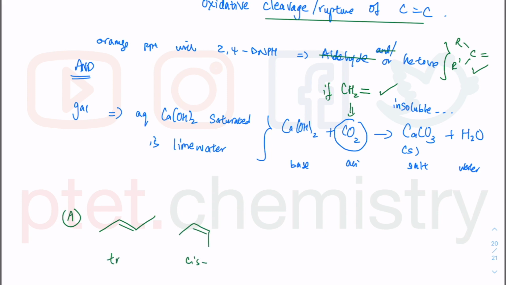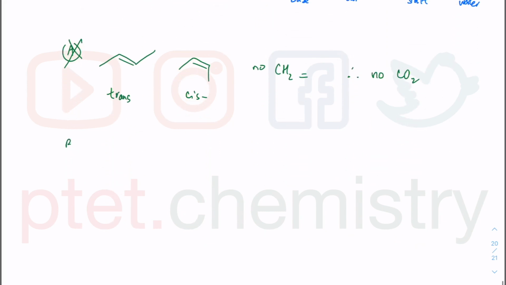Doesn't matter, because when we look at it, we have no CH2 double bond, therefore we don't get any CO2. Therefore, no CO2, therefore it's wrong. Okay. Let's have a look at B.